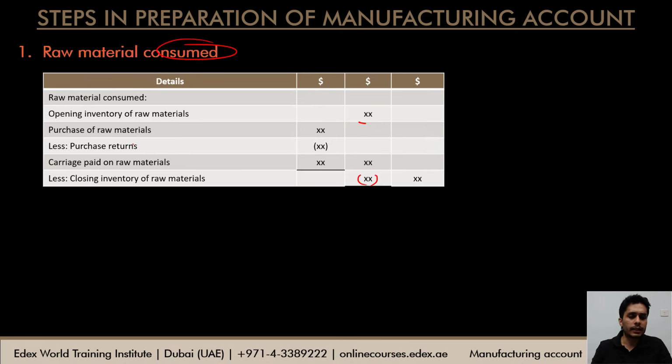Other than that, other adjustments are common, like obviously purchase returns of raw material will have to be deducted from the purchases of raw material, and carriage paid or carriage inward on raw materials is an integral part of the raw material cost itself. So when I start with my opening inventory of raw material, add the net purchases of raw material and subtract the closing inventory of raw material, what I get here is my raw material consumed or cost of raw material during the year.